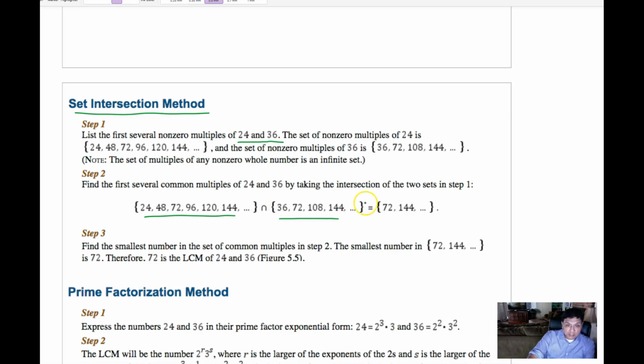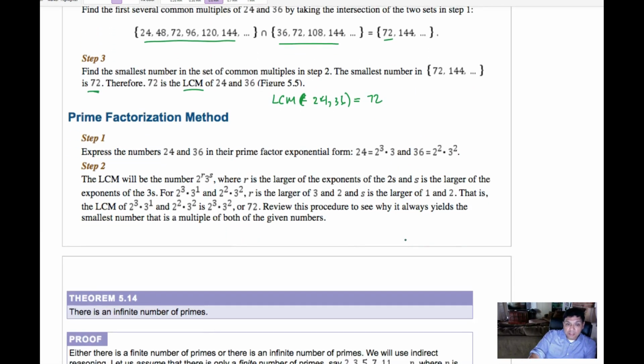These are common multiples, but 72 out of that list is what we would call the least common multiple of 24 and 36. The LCM of 24 and 36 is equal to 72. This is the lowest common or least common. 144 is a common multiple, but it's not the lowest.